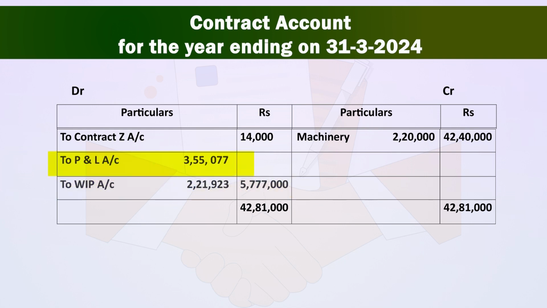5,77,000. Profit to be transferred to profit and loss account is rupees 3,55,077, and to be transferred to work in progress account is rupees 2,21,923. Now let's understand this calculation of profit to be transferred to profit and loss account.